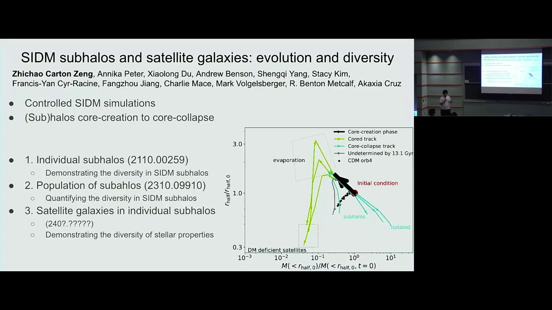My poster out there has three pieces of work. In the first part, we developed a new method to trace individual subhalos through their orbital evolution one at a time. In the second part, we make it a population and look into the ensemble properties of these subhalos. And in the last part, we populate the individual subhalos with stellar particles and trace stellar properties.